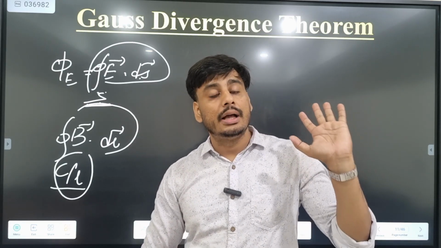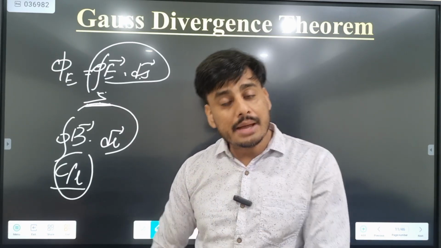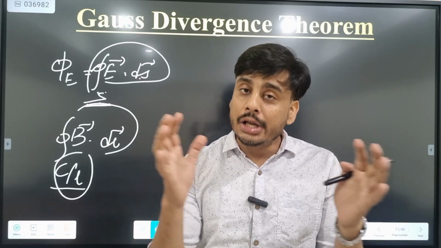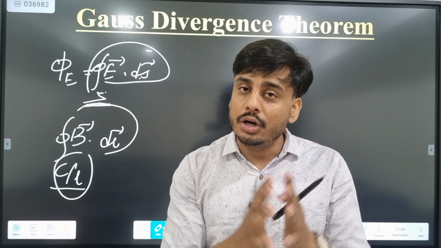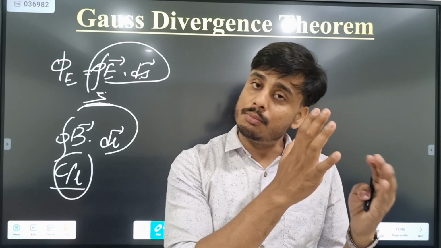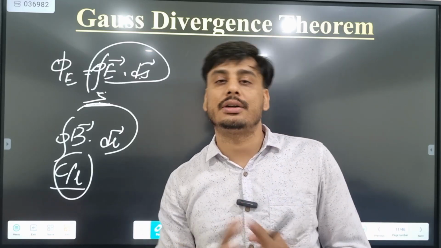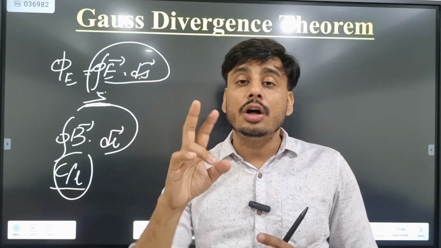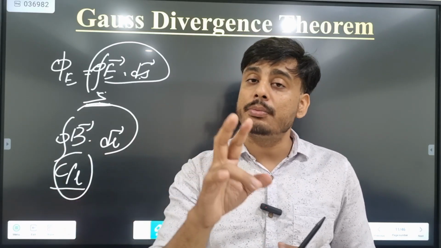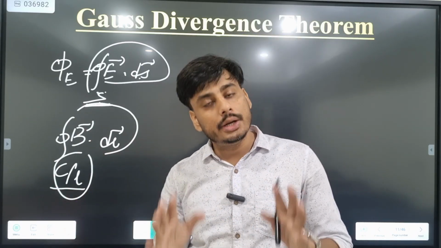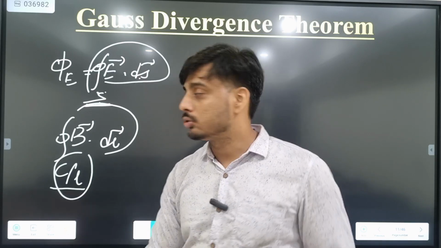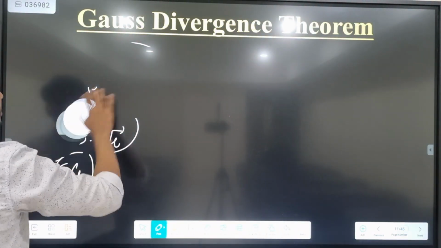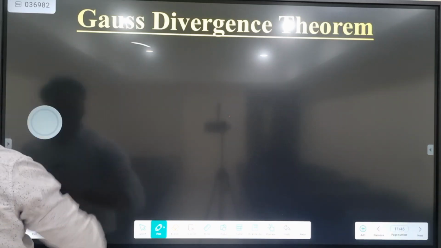Gauss divergence theorem and Stokes theorem are used to interlink, or connect, or convert from one type of integration to another type. When we need to convert from surface to volume, or surface to line, or line to surface, or line to volume, we need to use these theorems. So Stokes theorem and Gauss divergence theorem, these two are very important in mathematical physics.